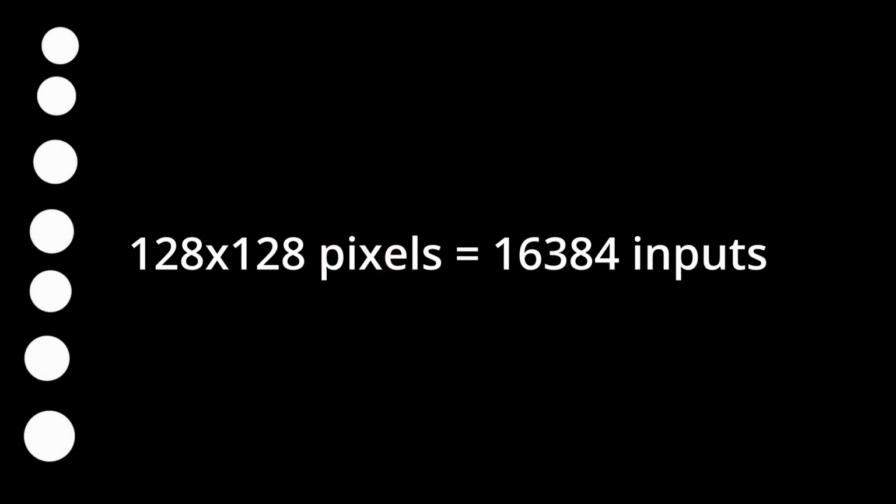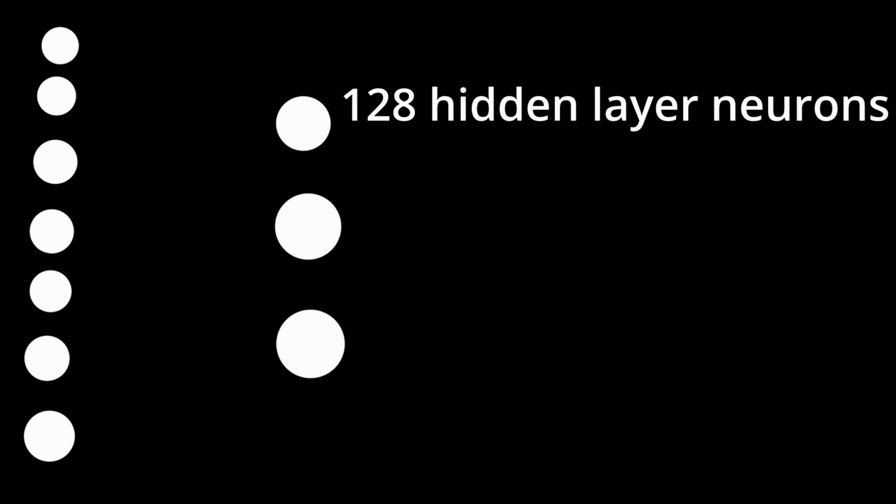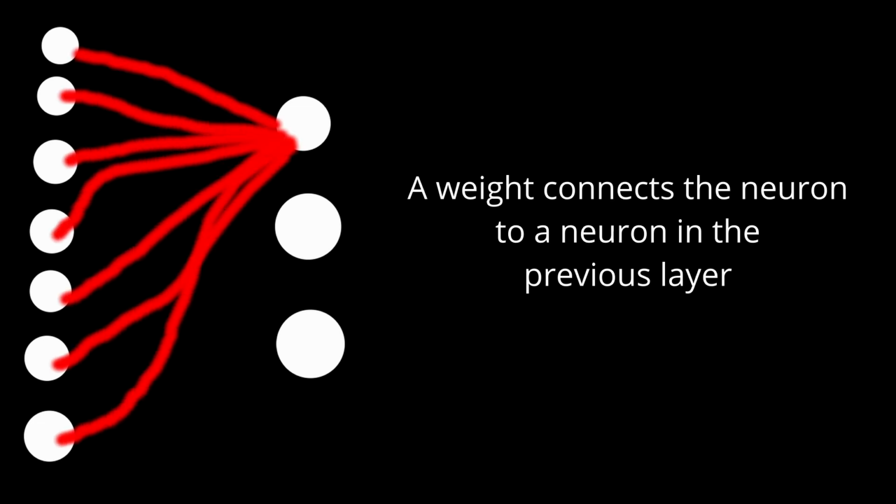So let's start by drawing our L, and then we pass this to the input neurons. Now this is passed as a one-dimensional array of 128 by 128 pixels. Next, in our hidden layer, we have 128 hidden layer neurons. Every neuron in the hidden layer is connected to every input neuron through the use of weights. Weights have values and will be explained soon.